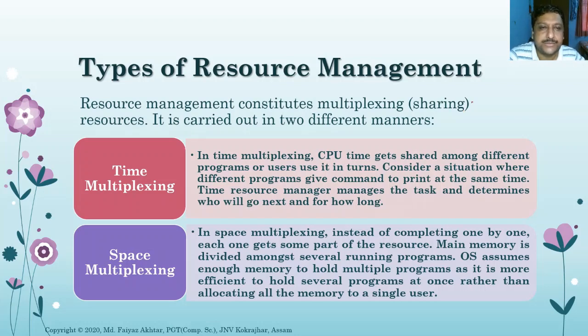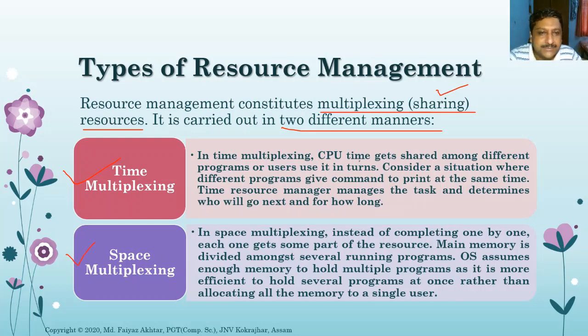Resource management constitutes multiplexing resources. Multiplexing means sharing resources. It is carried out in two different manners. Memory or processor time or some storage devices are shared among different types of work. So some resources are shared, between different users and different programs. Sharing can be done in two different manners. First is known as time multiplexing, time sharing, and then space sharing.